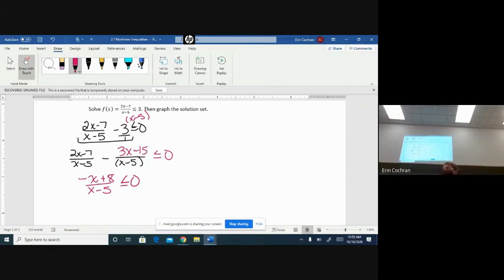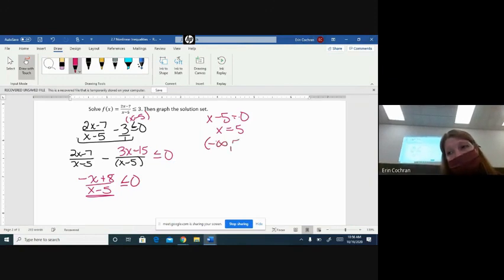Now we have to test our intervals, right? So we got to find our intervals. So let's look at our denominator first, okay? Let's set that equal to 0. So x minus 5 equals 0. So x would equal 5, right? So we're going to look from negative infinity to 5.